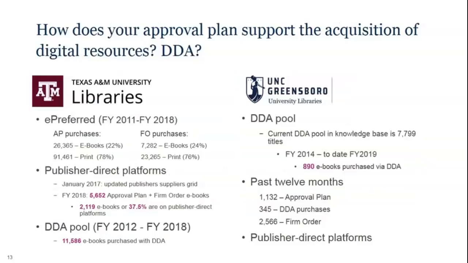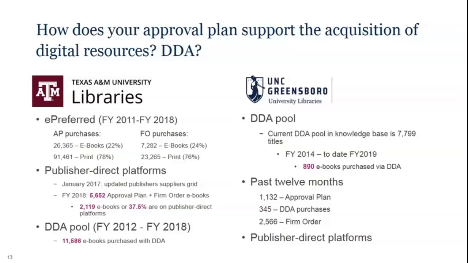Simona? Right. So, as I mentioned before, we implemented an e-preferred approval plan in fall 2010. For our library, an approval plan means that the library would prefer an e-book instead of a print book, with the condition that the e-book is released within 6 to 8 weeks following its print counterpart. If an e-book is not released after 8 weeks, we will receive the print book instead. So we still benefit from the broad coverage needed to support our faculty and students.